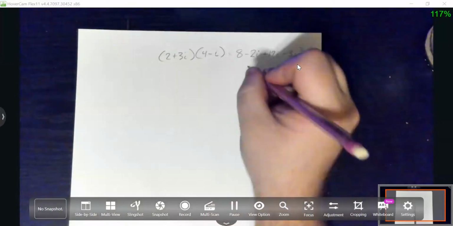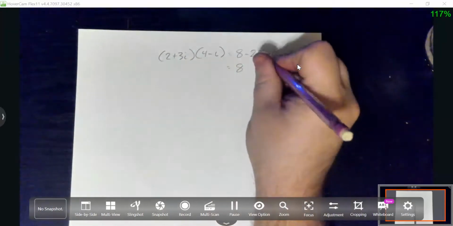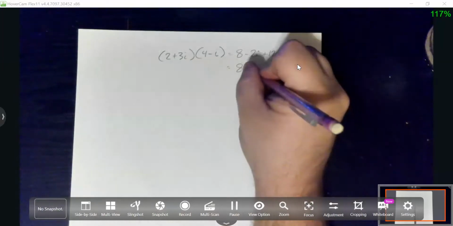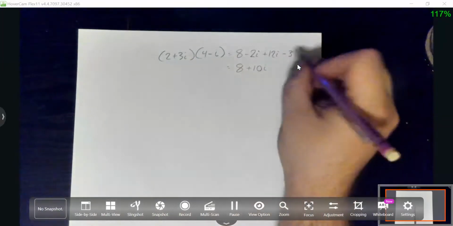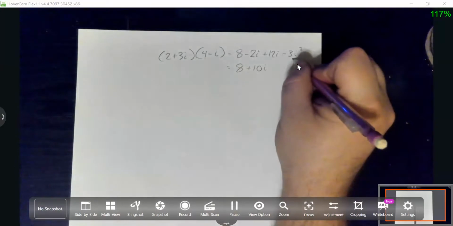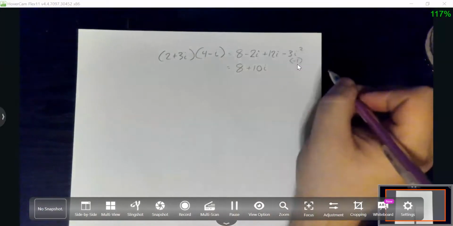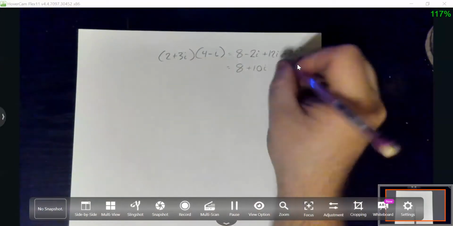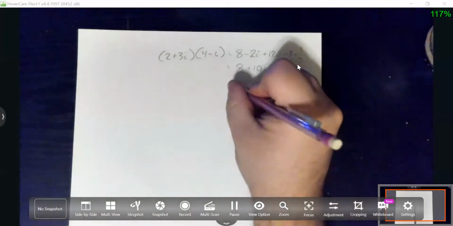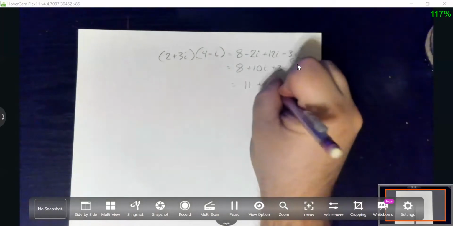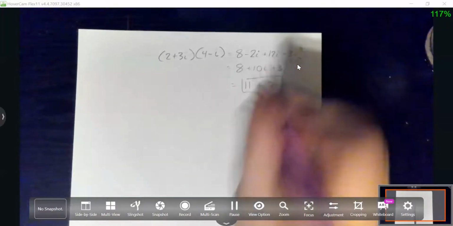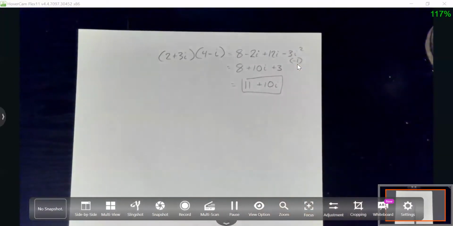We can combine like terms. So that's 8. Negative 2i plus 12i is plus 10i. And now i squared is just negative 1. So negative 3 times negative 1 is plus 3. So we get 11 plus 10i. So that's multiplying complex numbers.